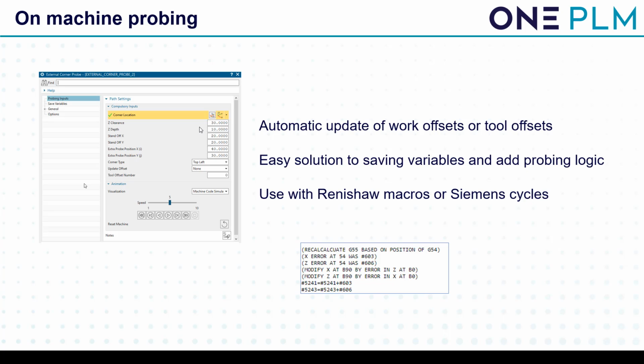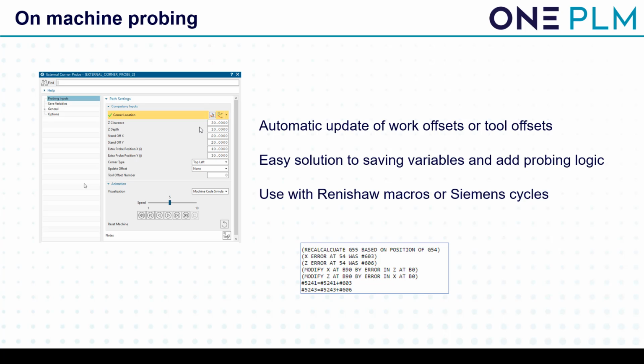It enables you to update work offsets and update tool offsets. It enables you to save away variables so that you can do more complex probing by adding things like macro B to the programming itself. These probing operations are designed to be used with either the Renishaw macros or the Siemens cycles. Okay, so rather than me just show you a PowerPoint screen, let's crack on and do some stuff inside NX.